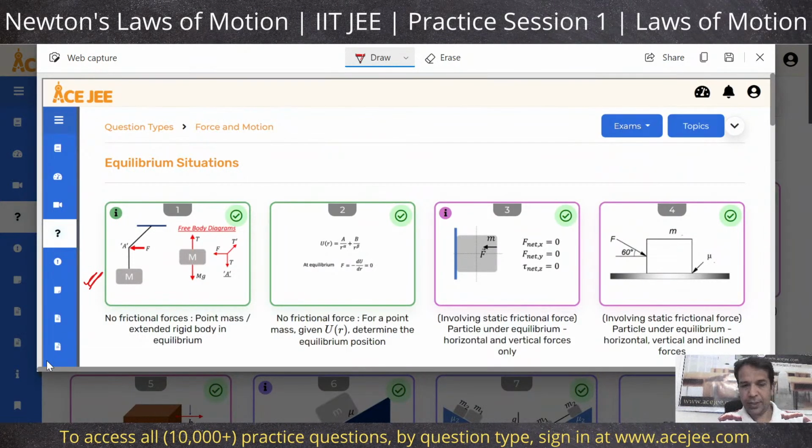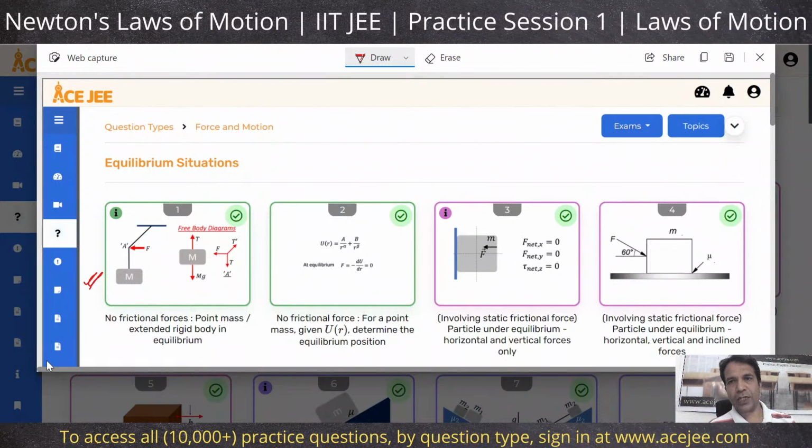Here we will look at scenarios wherein we have a particle or a rigid body experiencing multiple forces. Those forces might be tension forces, gravitational forces, electric forces, but not the frictional forces. Okay. So why are we not including the friction forces here? Because we have saved them for question type 3 onwards.